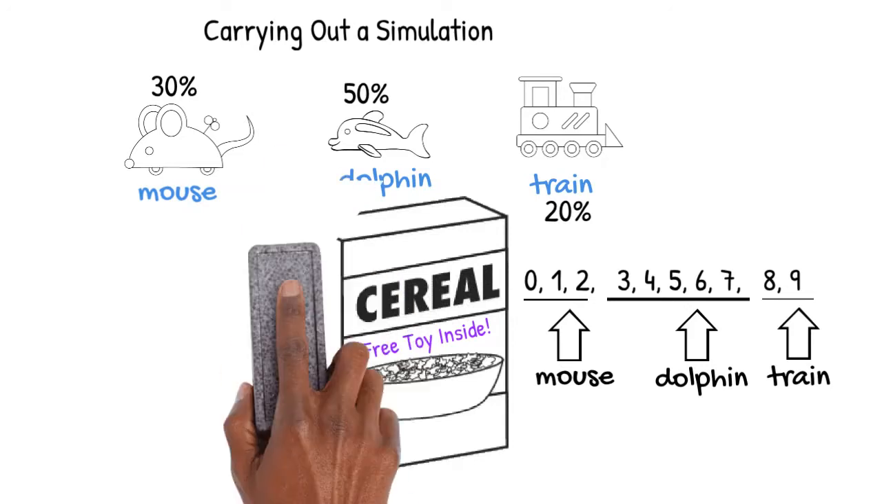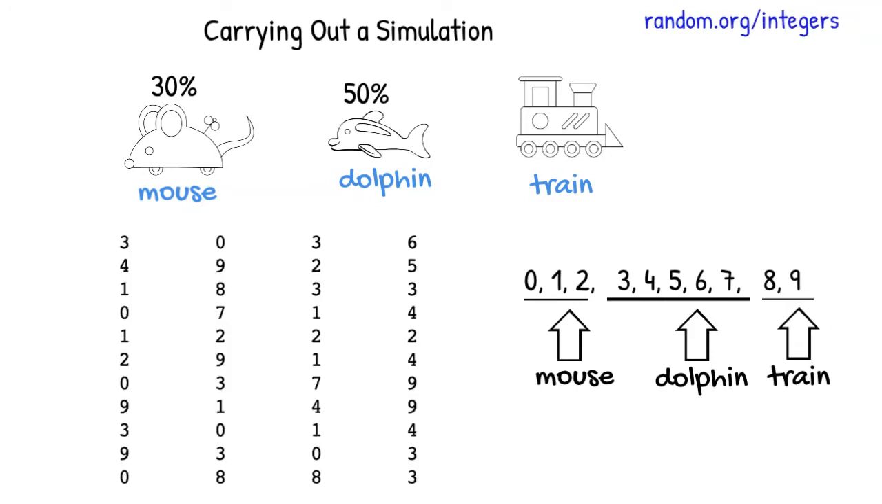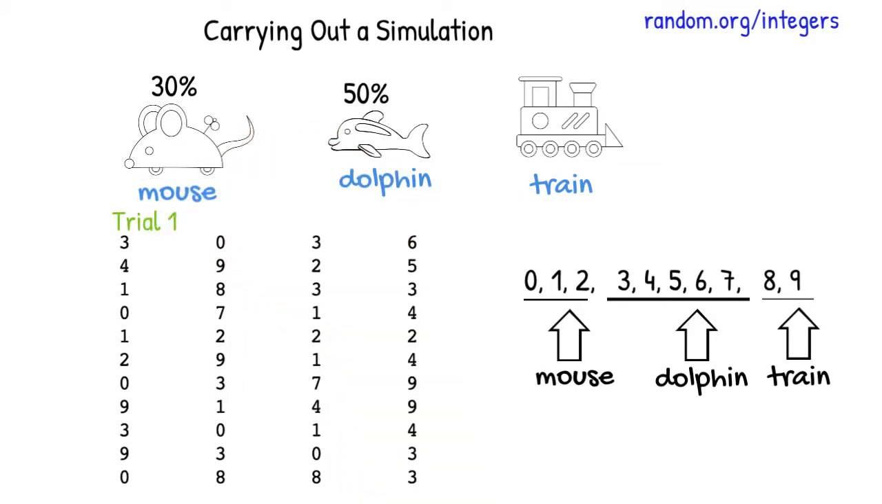Now we have to get some randomly generated numbers. We can find multiple websites that are able to generate random numbers for us. I used random.org/integers and generated these values. The first column represents my first trial.